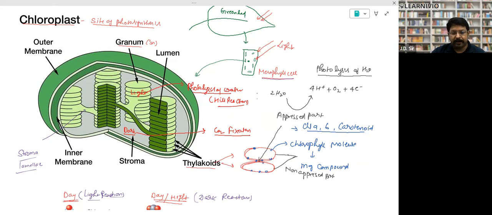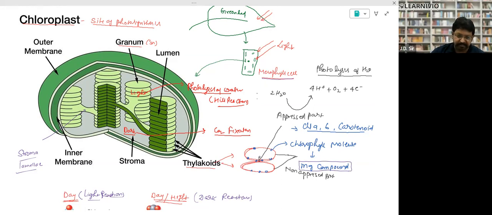In these thylakoids, at the peripheral part, there are certain chlorophyll molecules. Chlorophyll is a magnesium compound. That question has also been asked. A very simple question, but it has been asked many times. So chlorophyll is a green colored magnesium compound.